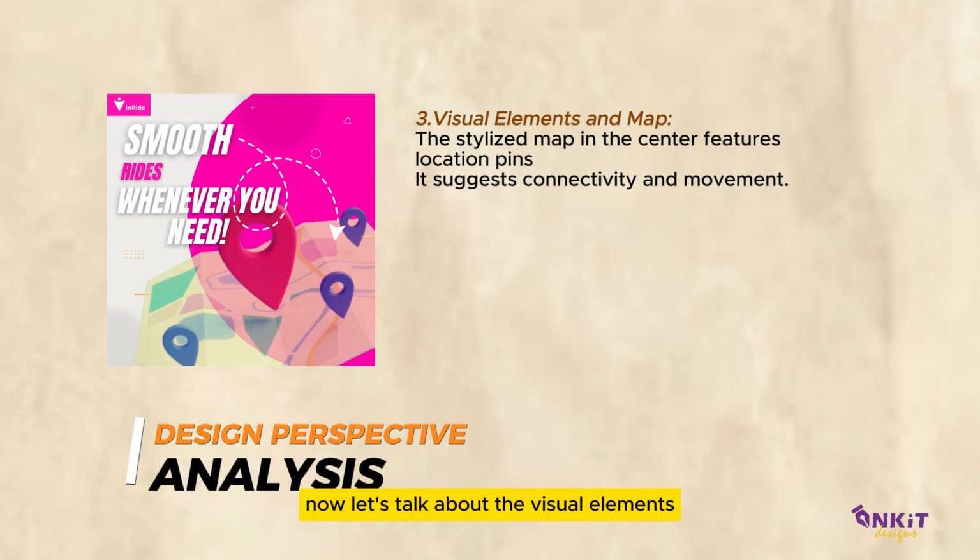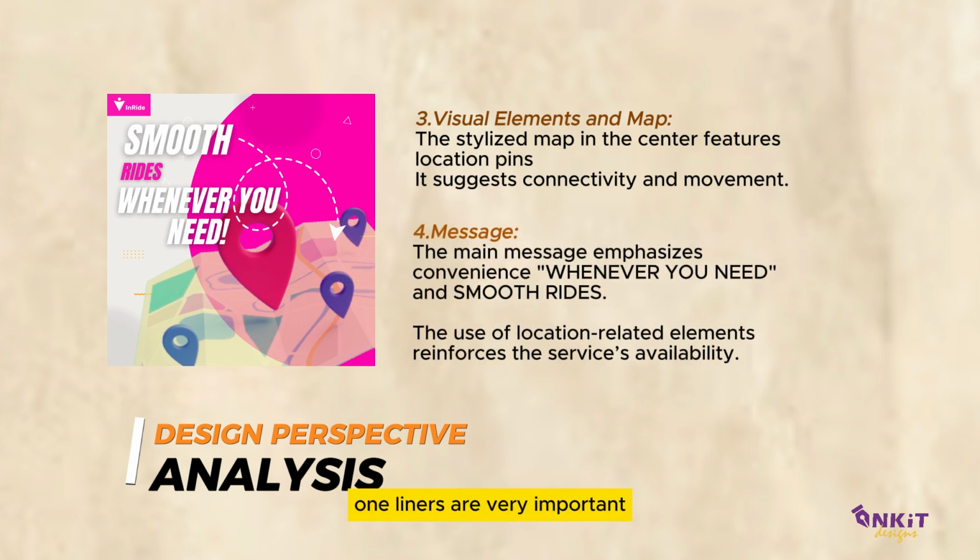Now let's talk about the visual elements. The use of a stylized map and location pins suggests that this post is about connectivity and movement. One-liners are very important as they convey a clear and direct meaning of what the social media post is all about. The same goes with the visual elements.